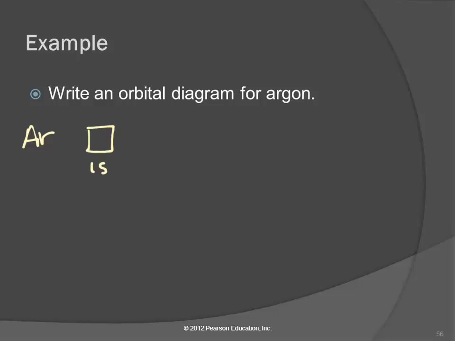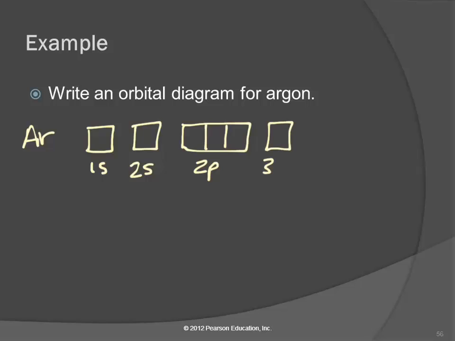1s is first, and then 2s, and then 2p, and after 2p comes 3s and 3p. Up to that point, they go nicely in order. So argon has 18 electrons, and so then I'm going to fill them in.